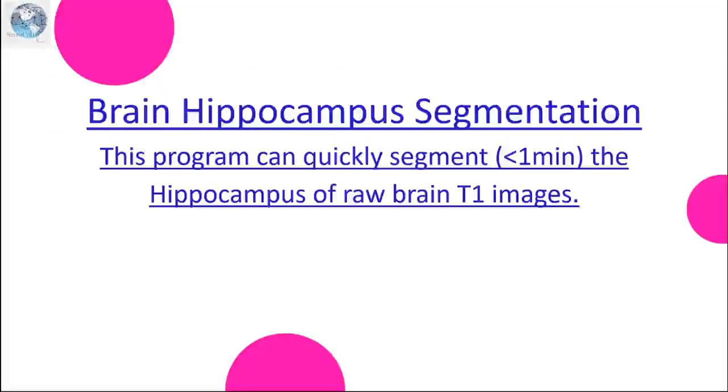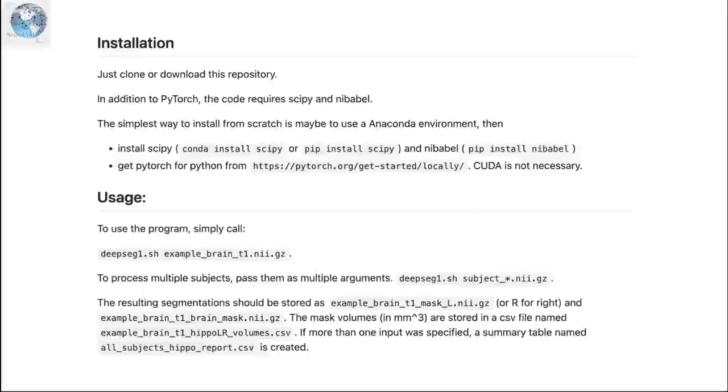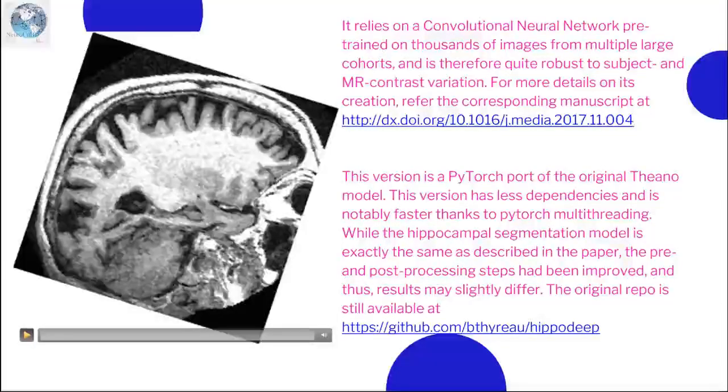application is essential. Okay, in this study, brain hippocampal segmentation, this program can quickly segment in less than 1 minute. So the hippocampal raw brain T1 image. Okay. It relies on a CNN pre-trained on hundreds of images from multiple large cohorts and is therefore quite robust to subject and MR contrast variation.